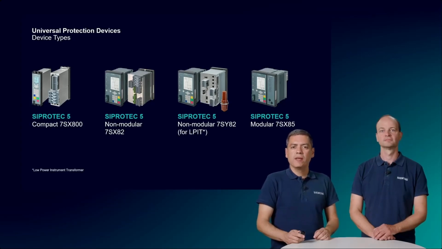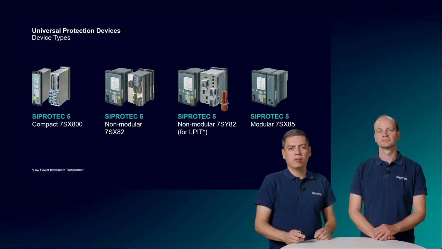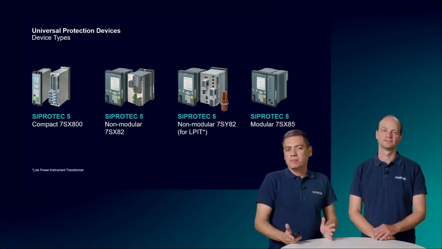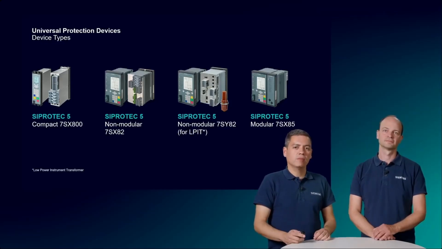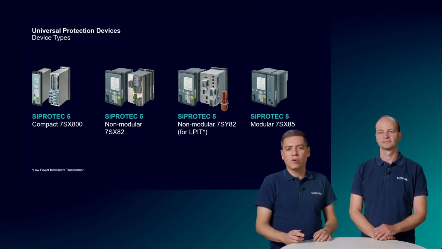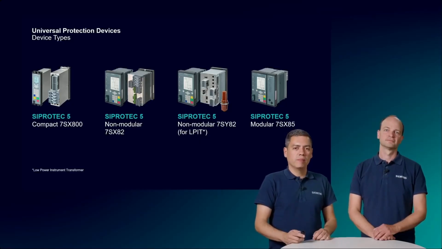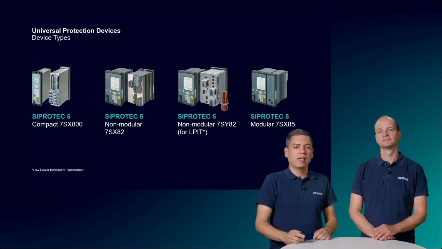Before we proceed, it's important to highlight that all universal devices are part of the SIPROTEC 5 portfolio. And what does this mean? For example, it means that the phase overcurrent protection is always the same, whether in a 7SJ82 device or in a 7SX82 device. In terms of hardware, this means that a modular type-specific device and a modular universal device have exactly the same hardware characteristics.